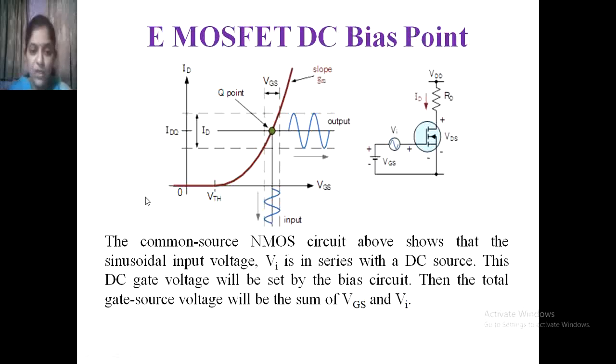So the common source NMOS circuit above shows that the sinusoidal input voltage, that is VI, is in series with a DC source. This DC gate voltage will be set by the bias circuit. Then the total gate-source voltage will be the sum of VGS and VA. So we have to set the DC operating point so that the gate terminal becomes positive, and accordingly it will set the reference voltage, and due to that the stable common source amplifier will work.